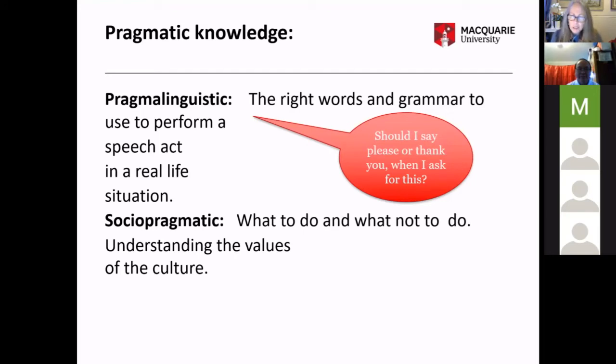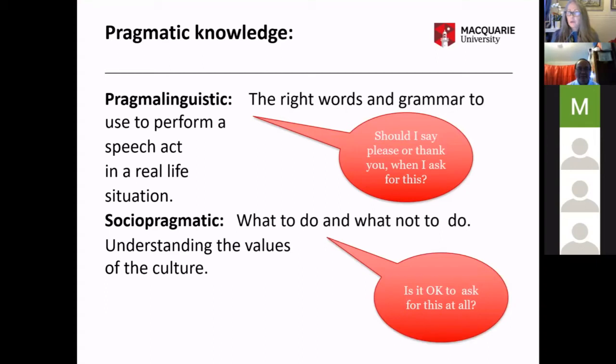The other kind of knowledge, and this is just as important, but again, not so commonly taught, is what to do and what not to do. So, for example, is it okay to ask for this at all? Is it okay to tell somebody that they've put on weight? Is it okay to tell somebody that they've lost weight? Is it okay to ask somebody why they're not married? Is it okay to ask them or expect them to tell you how much they earn? So these are sociopragmatic things, and they're related to the culture in which the conversation is happening.